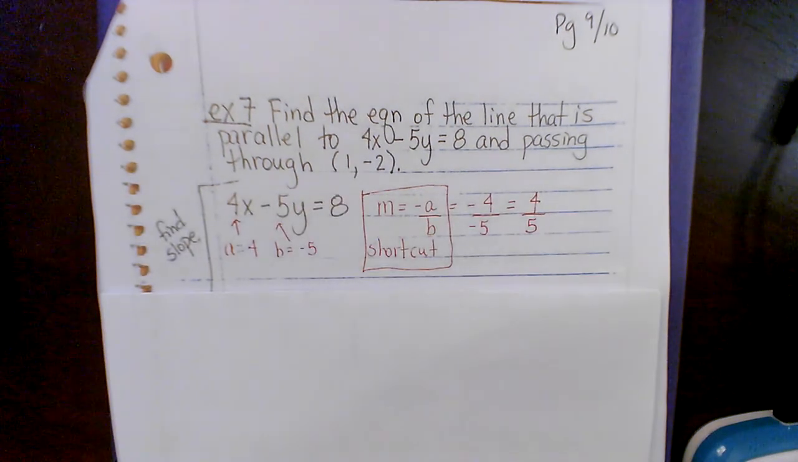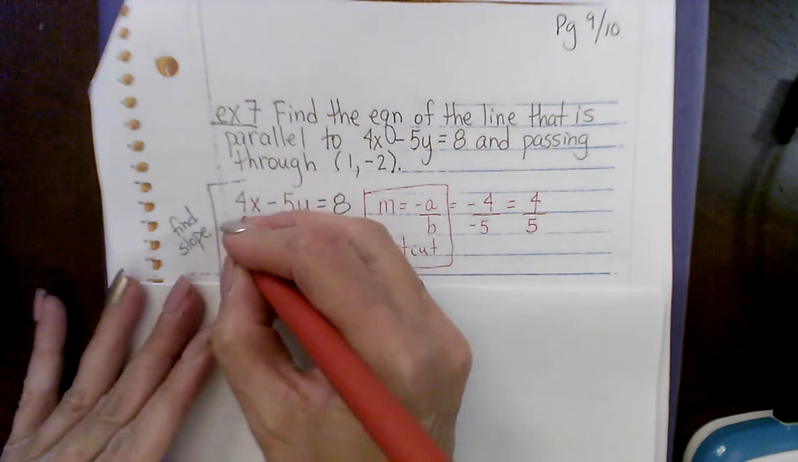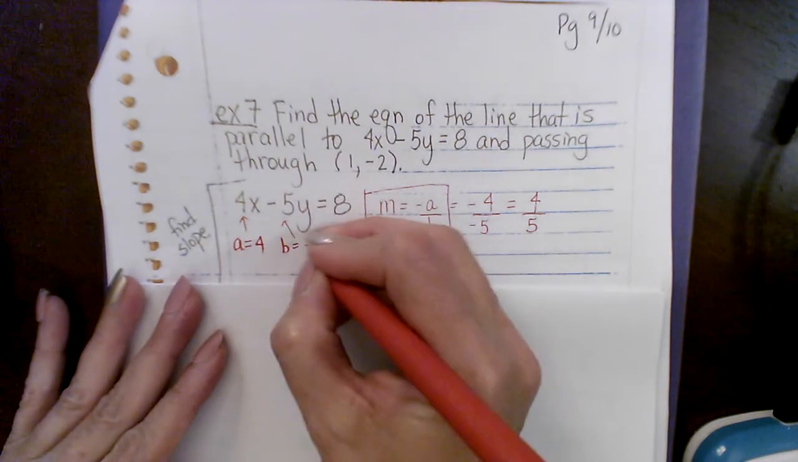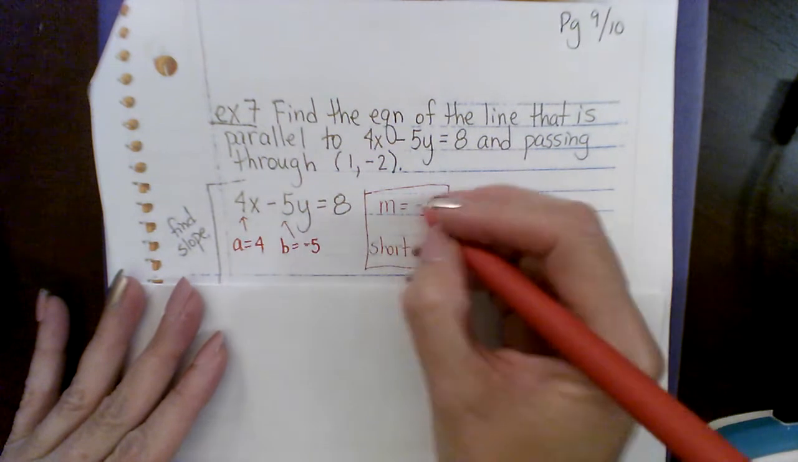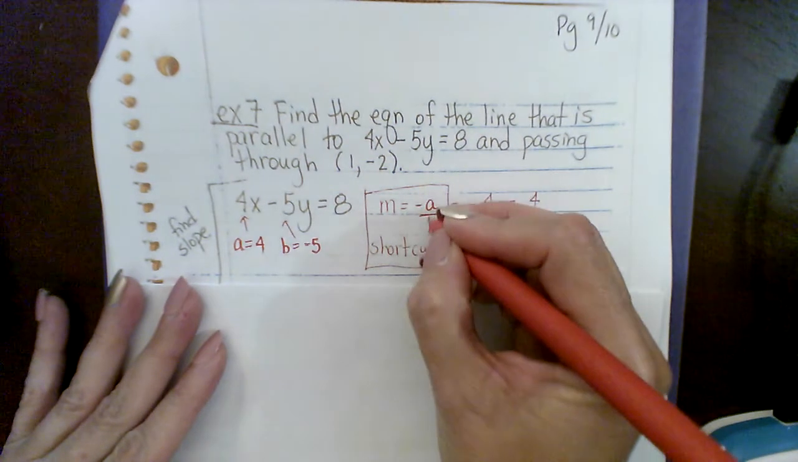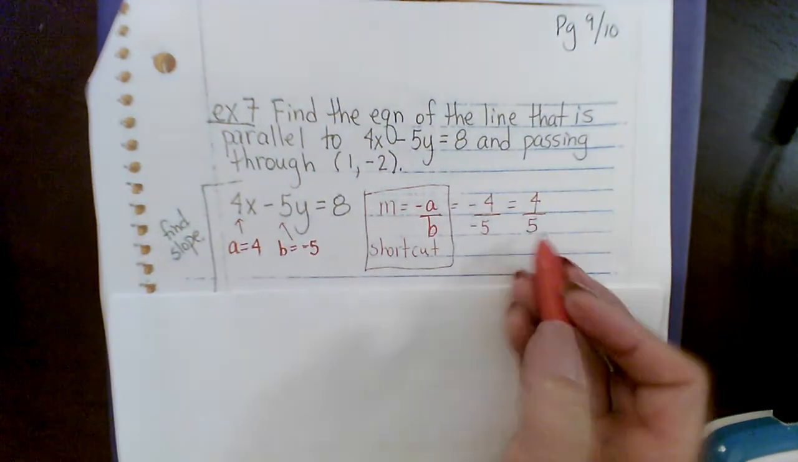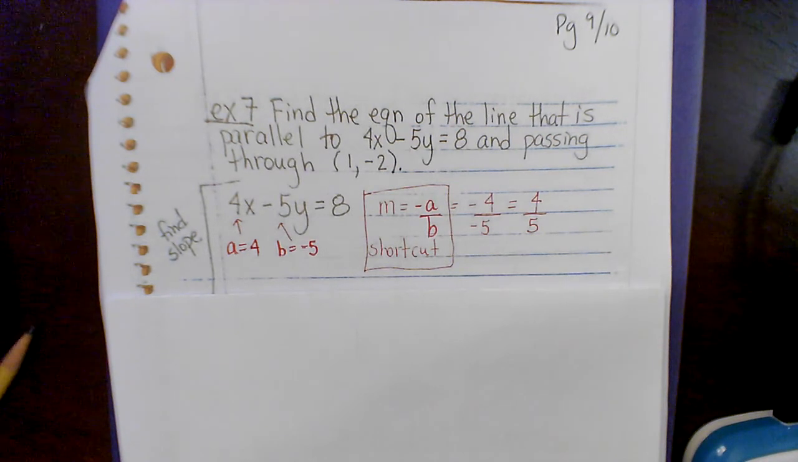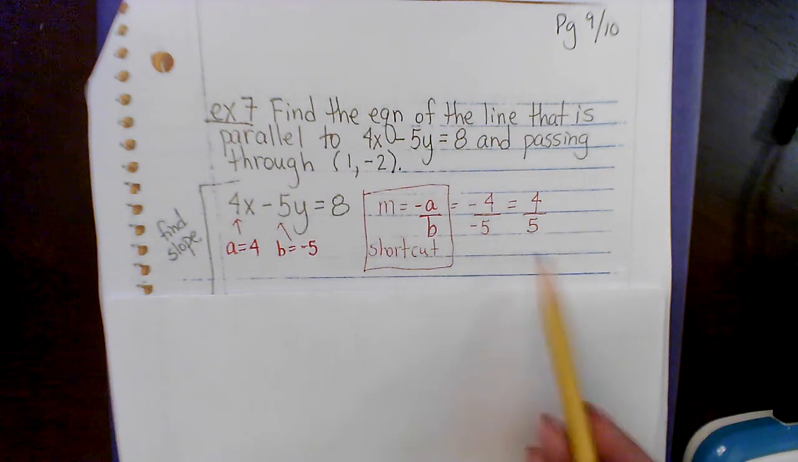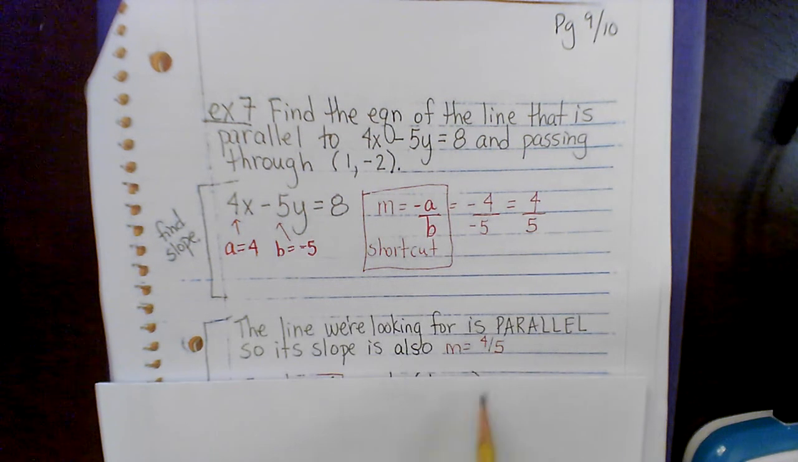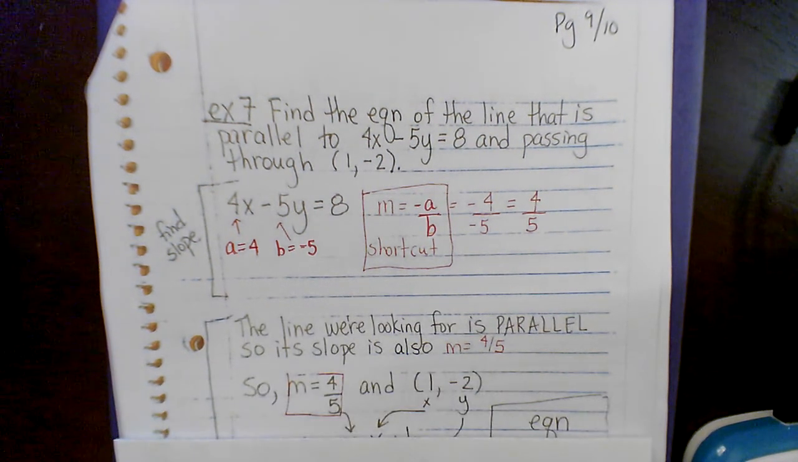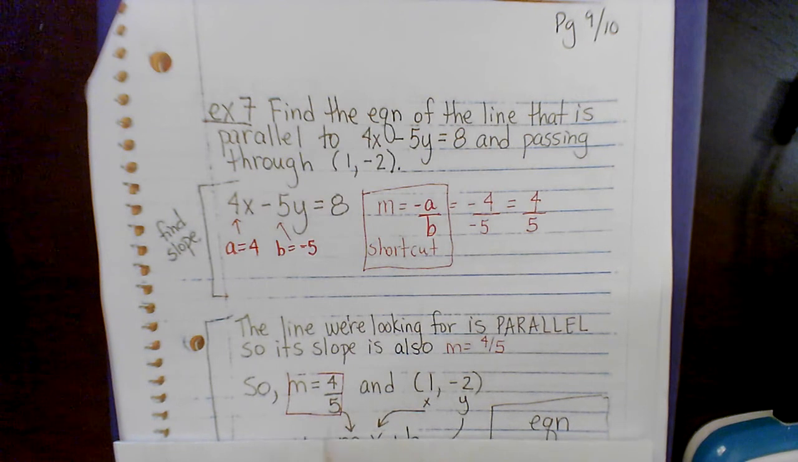All right, since it's in standard form, you know what we're going to do. We're going to use that shortcut. So identifying a and b, my shortcut is the formula -a/b. So plugging in a and b here, I end up with a slope of 4/5. Now, the line that I'm looking for is parallel to this, so it will have the same slope as this one. Okay, familiar territory. We've got a slope of the line we're looking for, and we have a point.